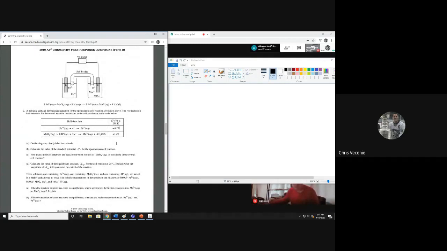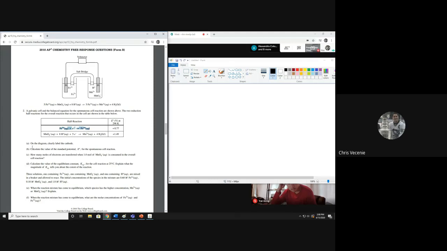All right, so in this question here, they give us an equation. It says it's a galvanic cell, and the balanced equation for the spontaneous cell reactions are shown above. Right, so we know it occurs naturally. The two reduction half reactions for the overall reaction are listed. And they list them both as reductions, but because they gave you an equation here, you already know that one got flipped and one stayed the same, and it's exactly what you would expect, right? The 1.49 is more positive than the 0.77. So this guy stayed the same. And this guy is the one that flips.